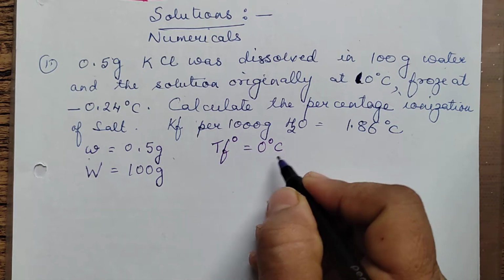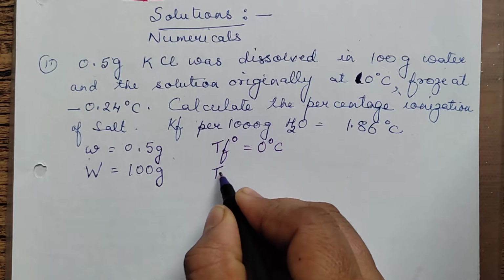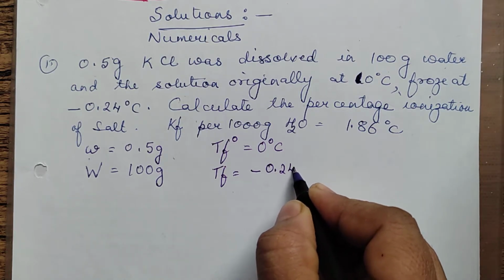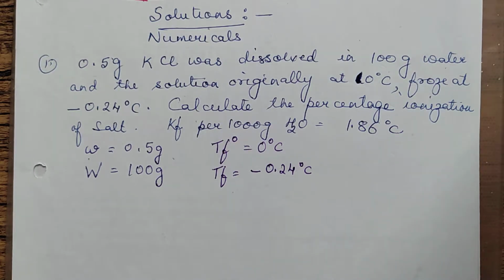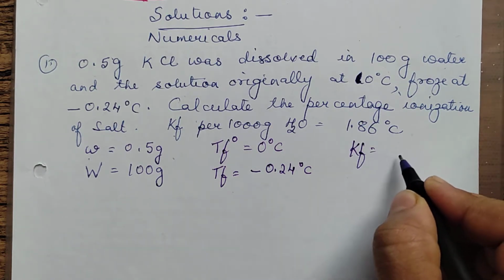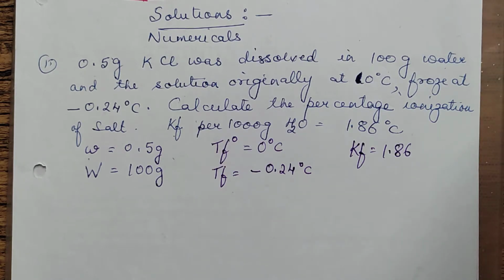Pure solvent is 0, and after you add the solute to it, it is TF now, and the value is minus 0.24 degrees Celsius. Right? So TF naught is given, TF is given. They are asking you to calculate the percentage ionization of the salt. Okay, and the Kf value is given. So let us write the Kf value also. The Kf value is 1.86, so we will be using that.